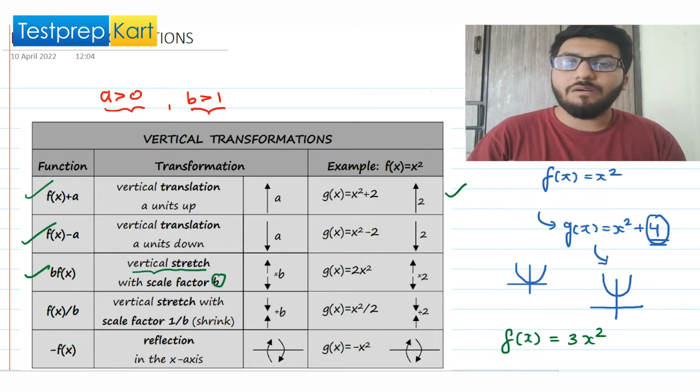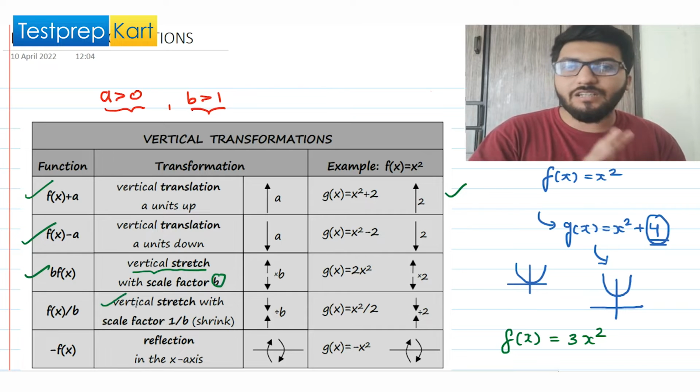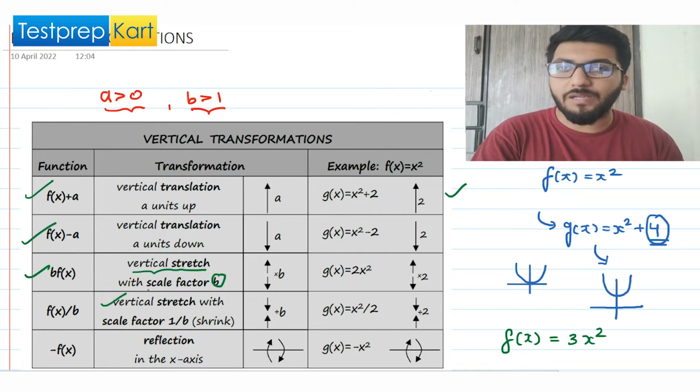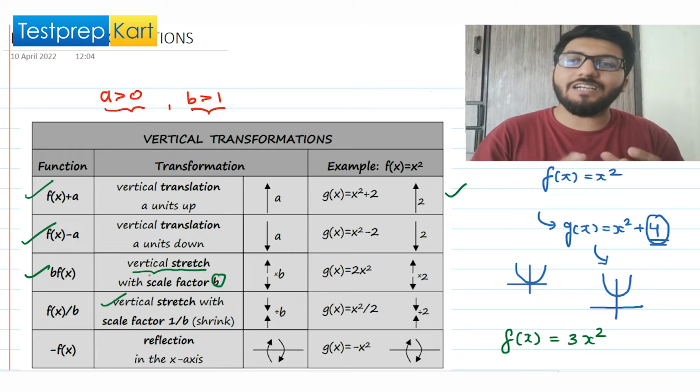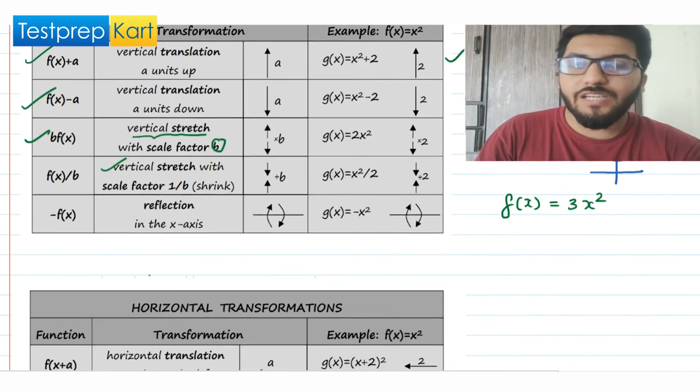Similarly, when we are dividing by b, that is basically we are multiplying with a number that is less than 1, or we are dividing by a number that is greater than 1, both are the same things. Then what will happen? Then the graph will actually shrink. So basically here you can see that they have written that vertical stretch with scale factor 1 by b, but you can take this thing as that we are shrinking the graph of the f(x) function.